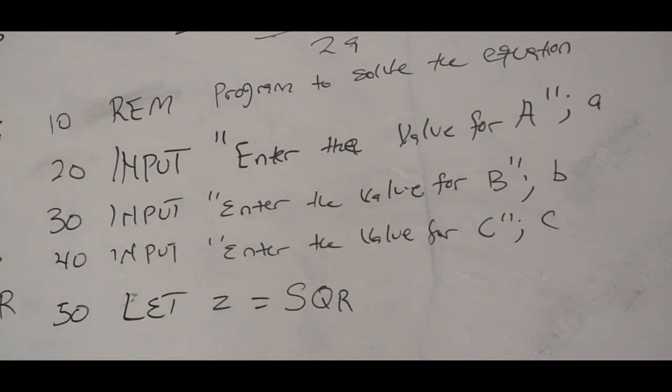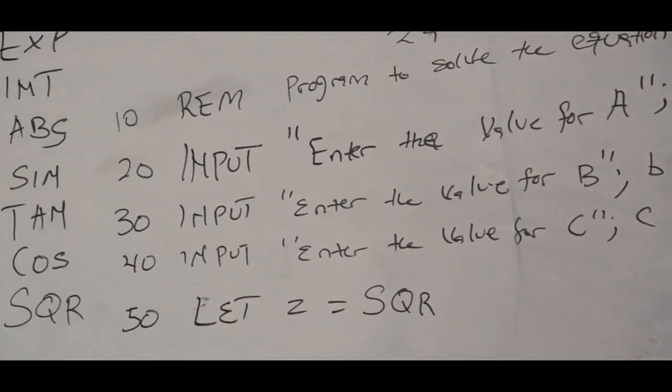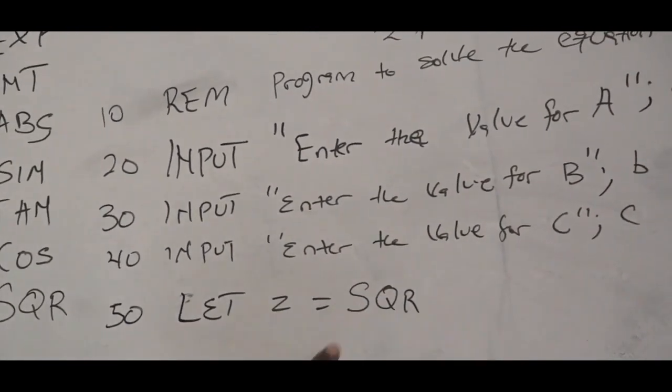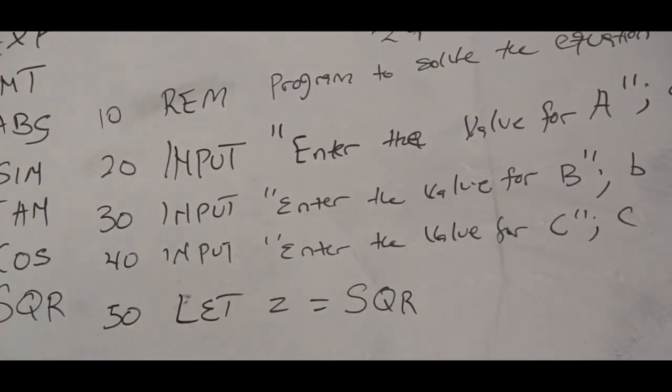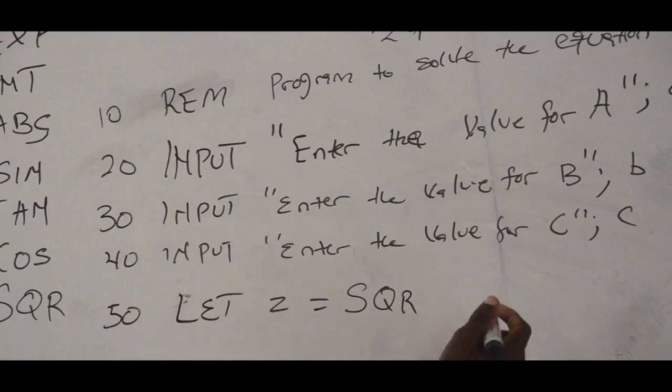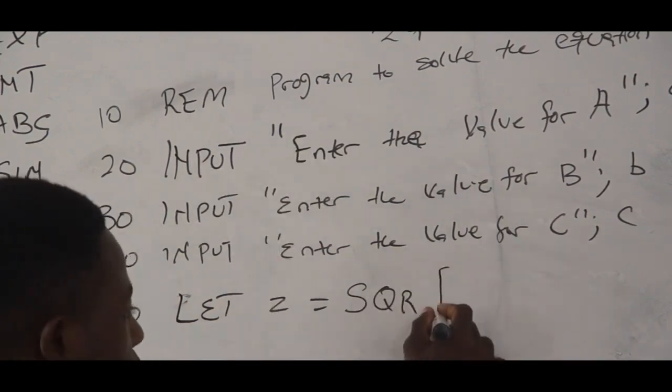You cannot just write square root on a BASIC program and expect it to work. You use your SQR, that's why we call it an inbuilt function. BASIC already knows that this person needs a square root, so it just brings out the square root from where it's keeping it. So now you have your SQR. You now open your brackets.